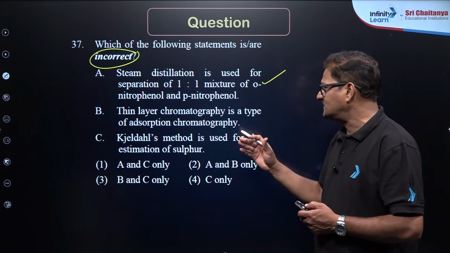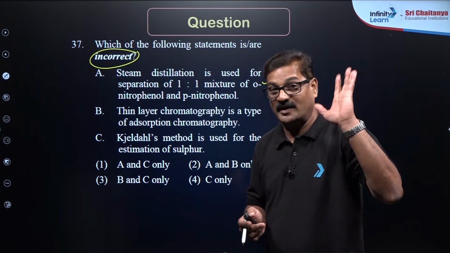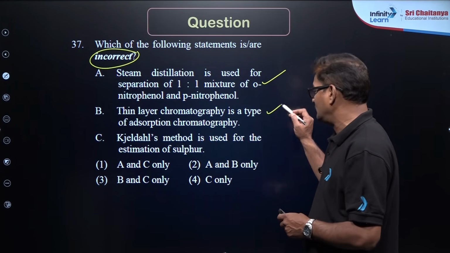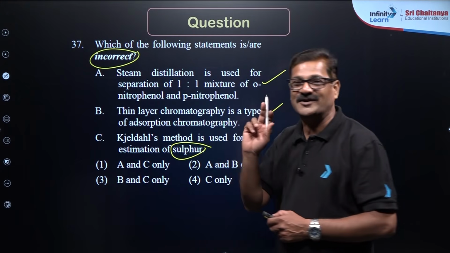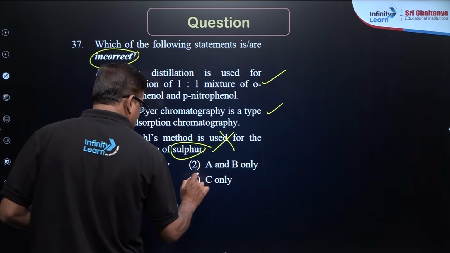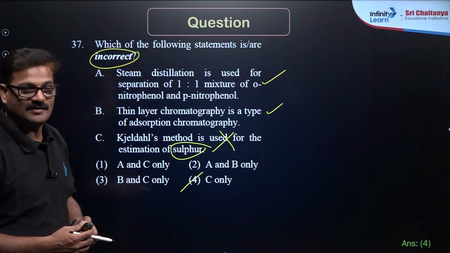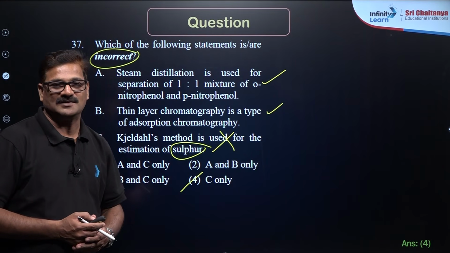Thin layer chromatography is a type of adsorption chromatography, and paper chromatography is a partition chromatography. Correct statement. The Kjeldahl method is used for the estimation of nitrogen but not sulfur. So this statement is wrong. I could say only C is the wrong statement. Option 4 is the correct answer for this question.